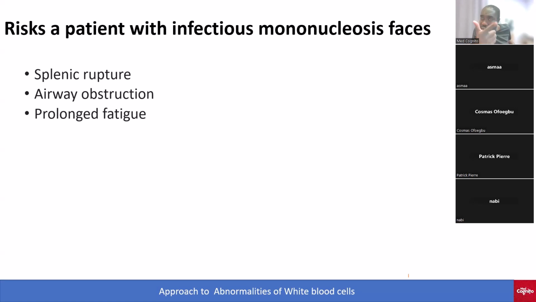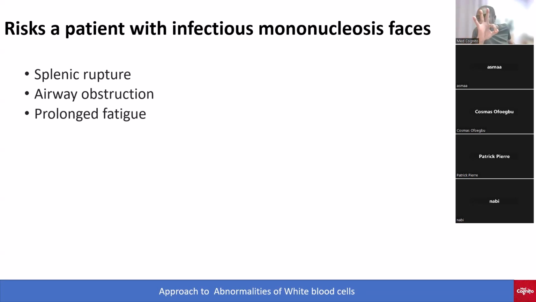What are the differential diagnoses of infectious mononucleosis? HIV, cytomegalovirus, toxoplasmosis, HHV types 6 and 7. What are conditions which can give me positive monospot tests? We learned about lymphoma, pancreatic cancer. Remember those ones? Yes.